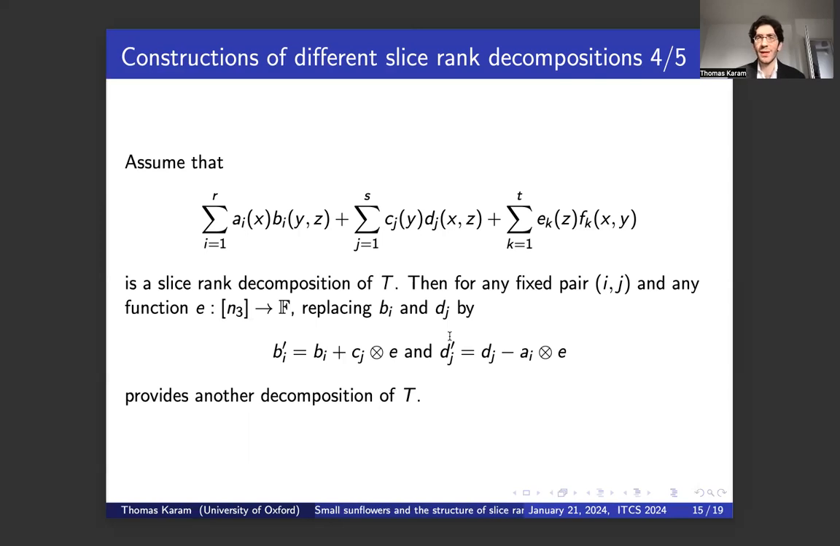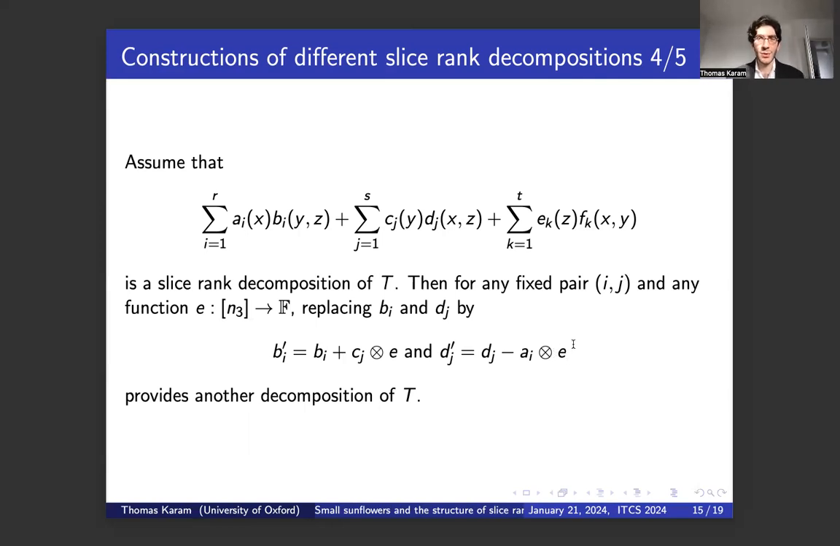And you've just added Ai tensor Cj tensor E to the first term, and you've subtracted Ai tensor Cj tensor E from the second term. So the total remains the same, but your terms have now changed. So in particular, if the original decomposition had minimal length, your new decomposition still has minimal length. So that's a rather systematic way.